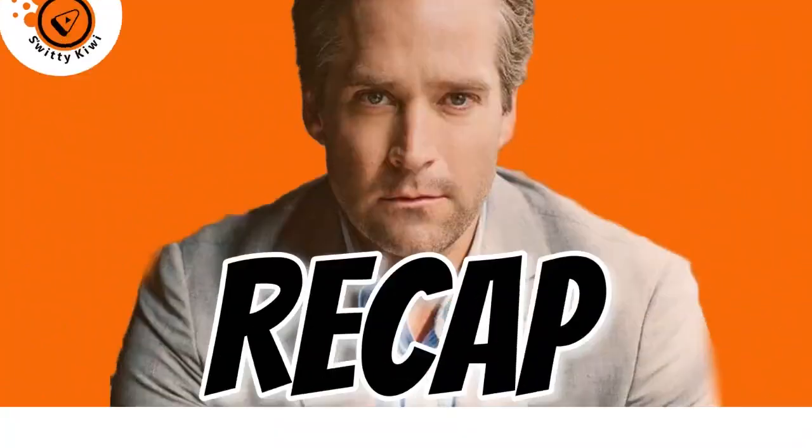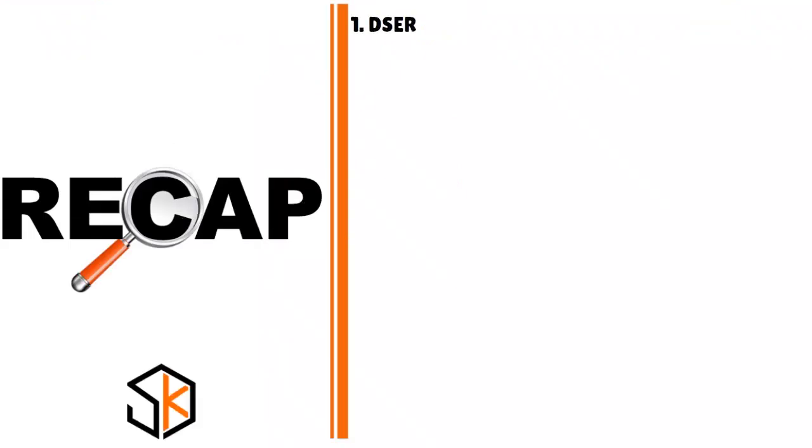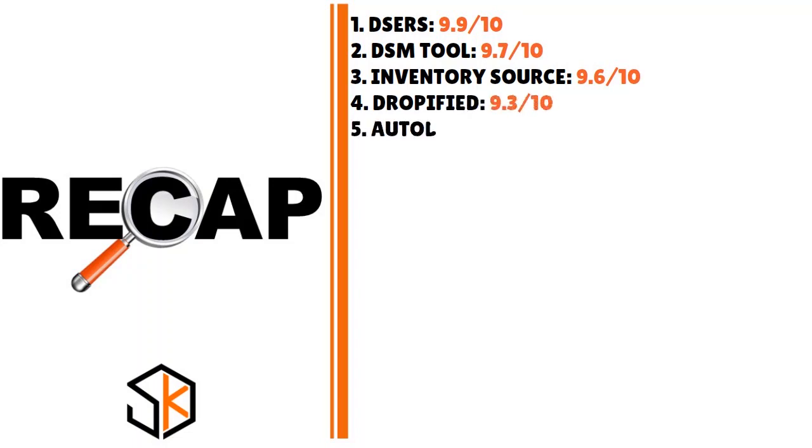Let me quickly recap. I just shared with you the top 10 dropshipping automation software tools. Number 1, we have Deezer's, 9.9 over 10. Number 2, DSM Tool, 9.7 over 10. Number 3, Inventory Source, 9.6 over 10. Number 4, Dropify, 9.3 over 10. Number 5, AutoDS, 9.1 over 10. Number 6, Spocket, 9 over 10.